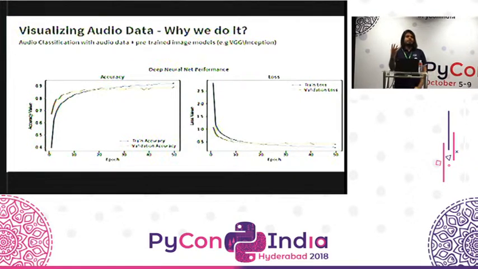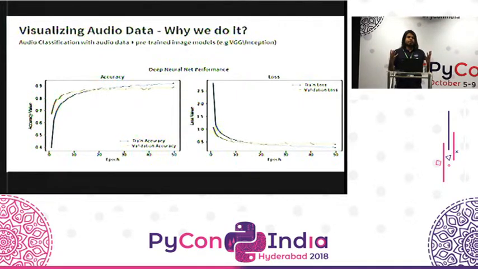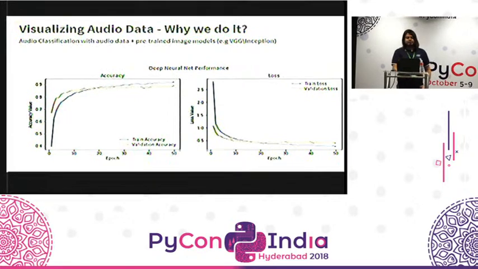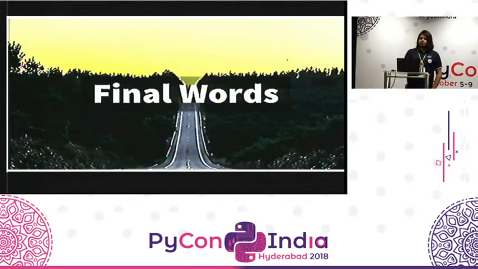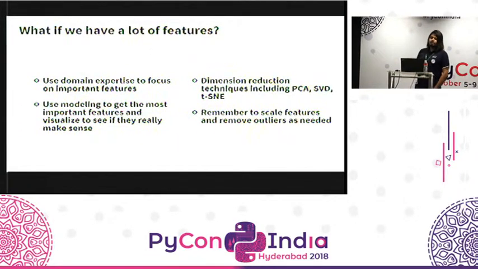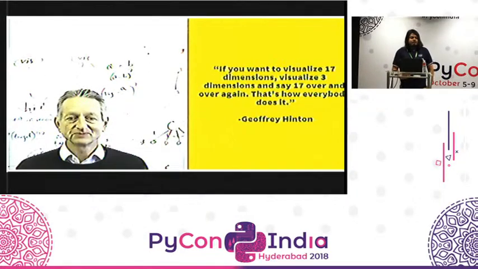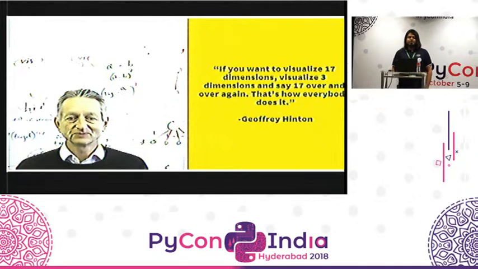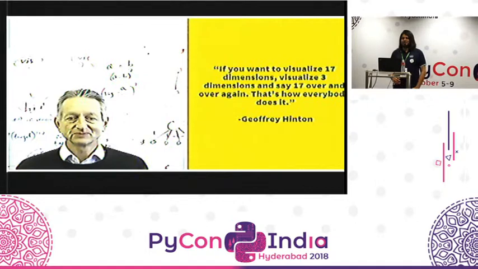You visualize your data, and you get new perspectives around it, and you can think of solving a problem in different ways. So that is the main intent of this talk at the end of the day: go out and visualize your data, use domain expertise to focus on important features, use dimension reduction techniques as needed, and remember to scale features, remove outliers, and so on. And last but not least, a very famous saying by Geoffrey Hinton: if you want to visualize 17 dimensions, visualize 3 dimensions and say 17 over and over again. That's how everyone does it.